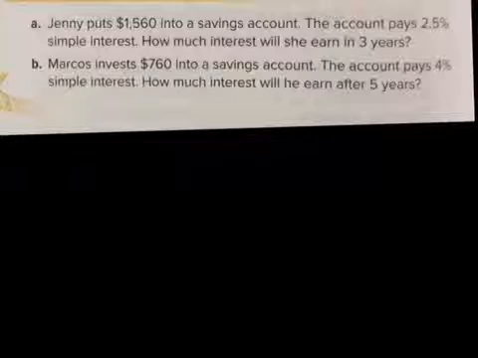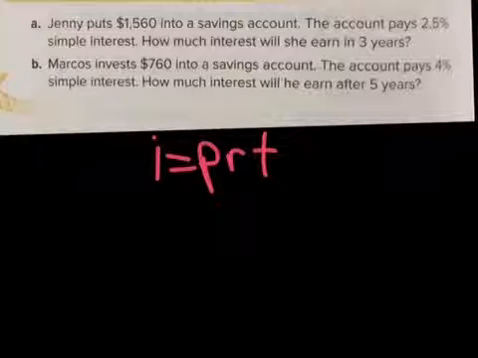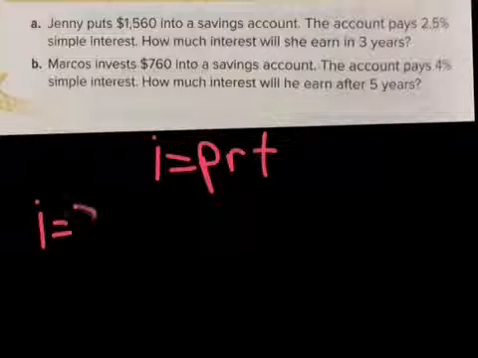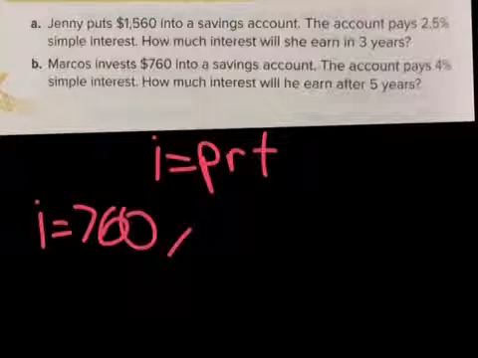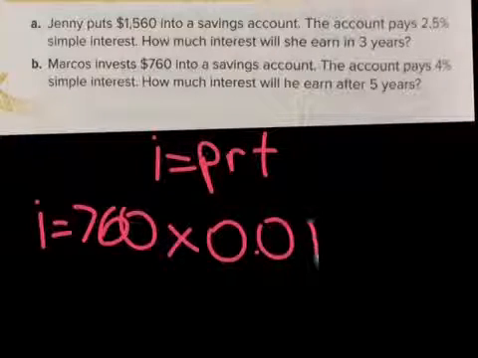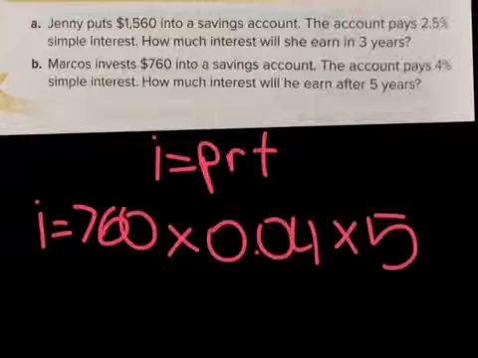Good job. Okay, let's try that. Let's write down the formula as always. Interest equals principal times rate times time. And now let's replace our variables. Interest equals 760, which will be the P, times 0.04, which is our rate, and times 5, which is our time.